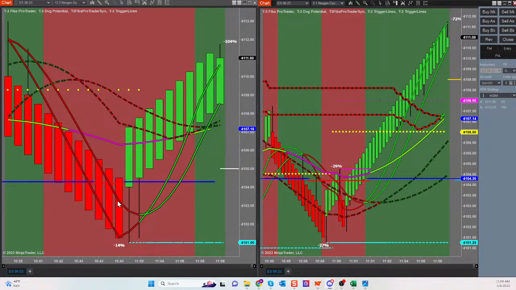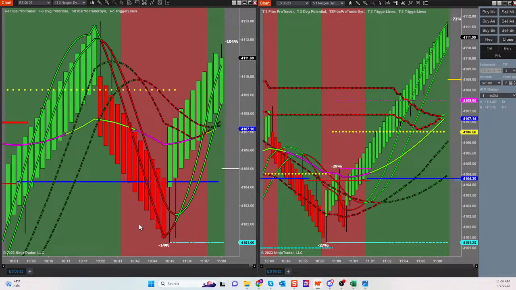There you go, guys, 50-50. Gap theory pulled it up. It came down.